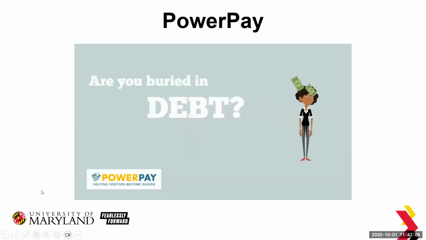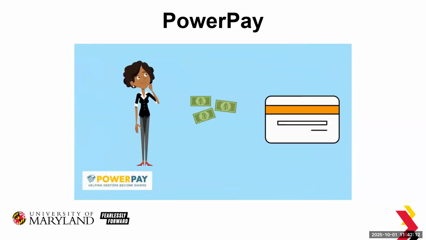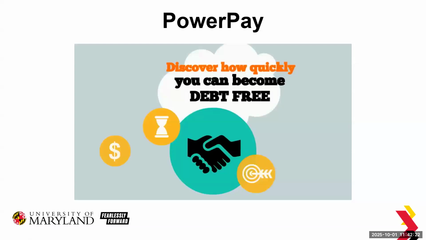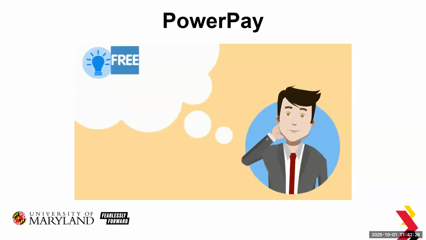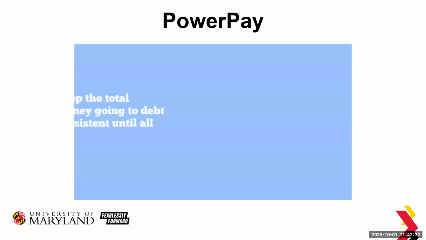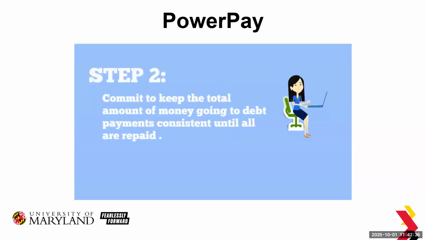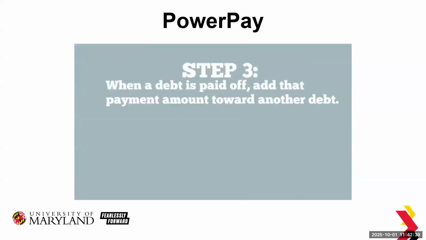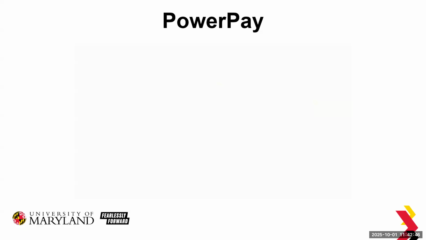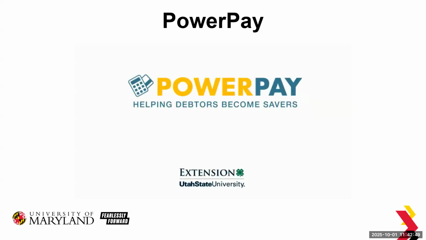Are you buried in debt and can't get ahead? Do you know how much you owe and what the interest rates are? Utah State University Extension's PowerPay program is a free online service that will give you the tools to help you organize and eliminate debt. Discover how quickly you can become debt-free and how much you can save in interest costs by following a personalized debt elimination plan. In order for PowerPay to work, you must first quit adding to the debts you want to eliminate. 2. Commit to keep the total amount of money going to debt payments consistent until all are repaid. And 3. When a debt is paid off, add that payment amount toward another debt. It will take focus and dedication, but PowerPay works. Utah State University Extension is pleased to provide this debt management tool without cost to consumers worldwide. Log in to start gaining control of your financial future today.